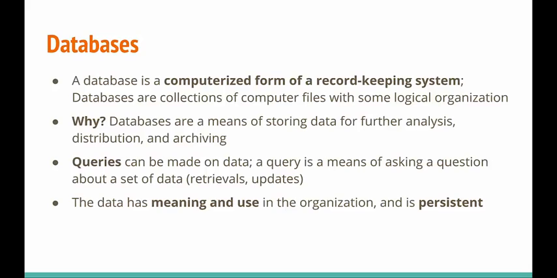Databases also have meaning and use in an organization. They're often a vital piece of the organization and its strategy. And databases are persistent, meaning the data is maintained over time, and changes to that data are managed by a special piece of software called the database management system.